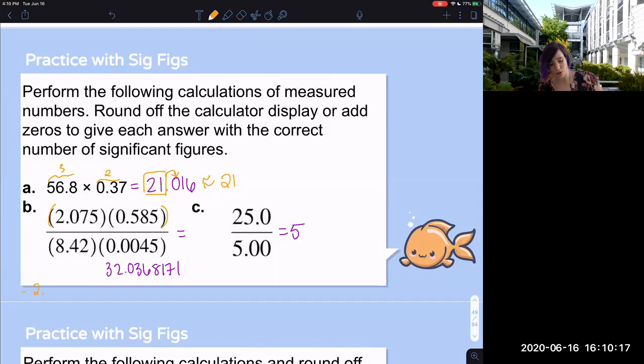The best way I can tell you to use a normal scientific calculator is this. Enter it in as 2.075 times 0.585 divided by 8.42 divided by 0.0045, because that's what that really means. When a number's in the bottom, it means it's getting divided. So unless you want to put the bottom in parentheses, so if you really want to multiply these 2 bottom numbers, you have to divide and then you have to open parentheses.